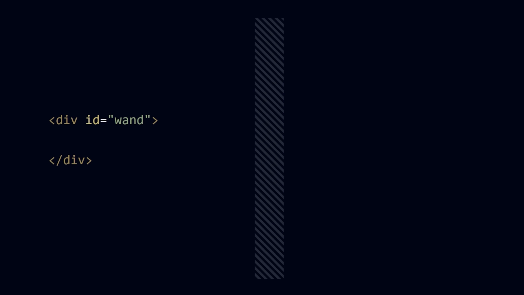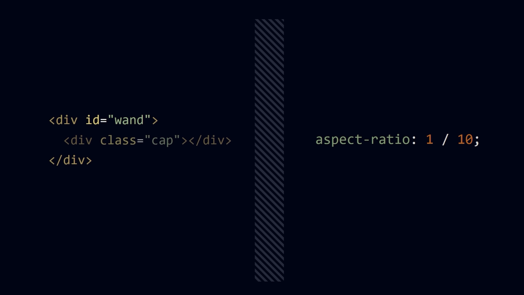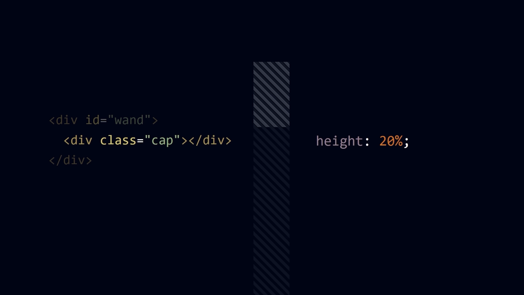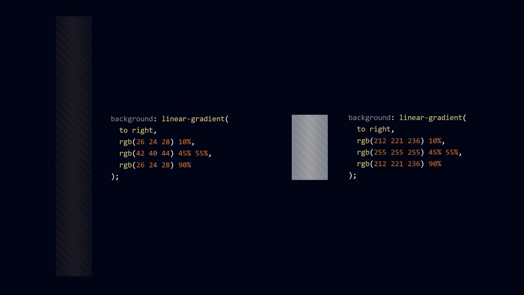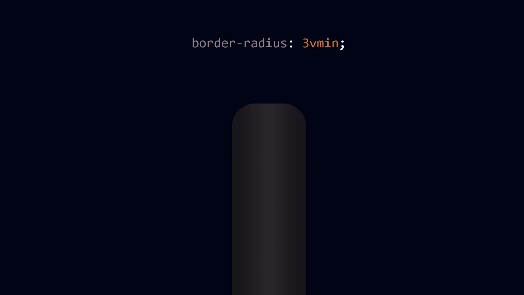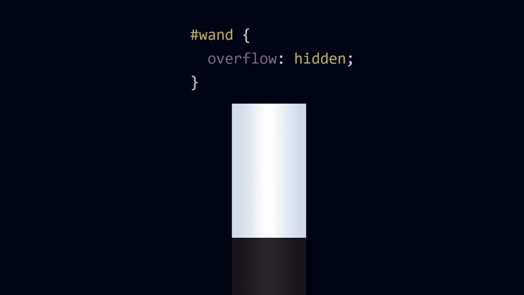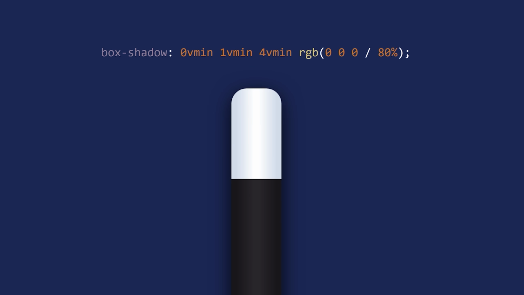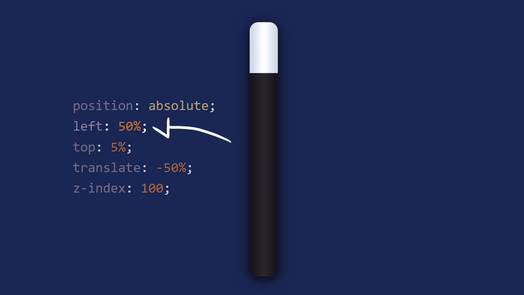I want to start with the wand because that seems like fun. The body of the wand is long and narrow, and the cap looks like it covers about 1/5 of its length. Both the body and the cap have a gradient that's slightly darker on the outside than the inside. The outer corners are rounded, which won't affect the cap unless we hide the overflow of the wand's body. We can give the body some shadow for a little extra depth, and give the whole wand a starting point somewhere near the center of the screen.